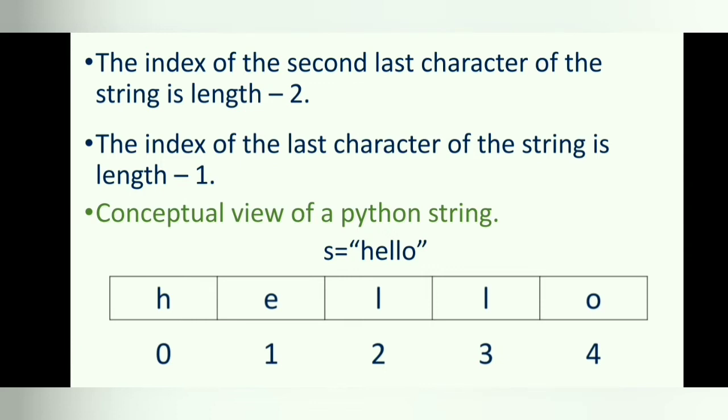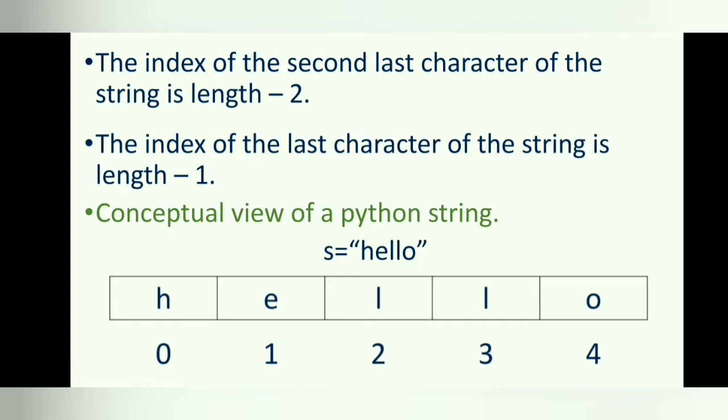Conceptual view of a Python string. The characters of a string are stored sequentially in separate locations. Reading of string elements starts from 0. Here indexes are 0, 1, 2, 3 and 4. Since the index starts from 0, the index of the last character is length minus 1. The string hello contains 5 characters. So, the length minus 1, that is 5 minus 1 is 4. The last index is 4.